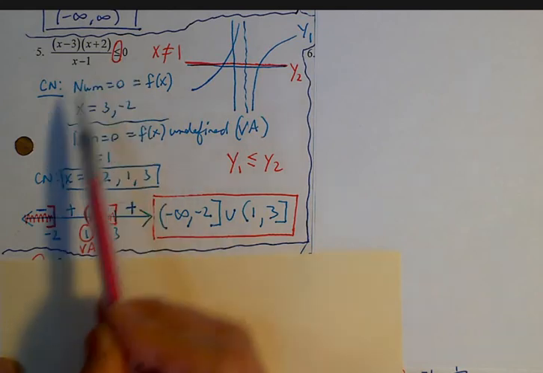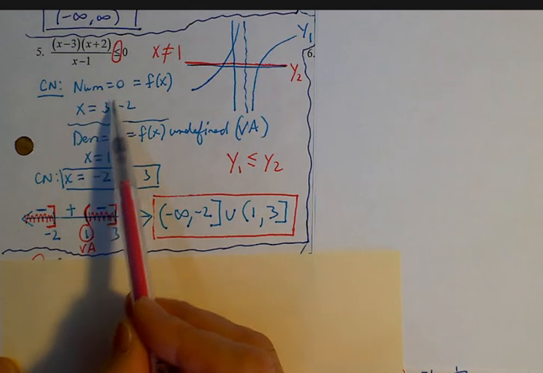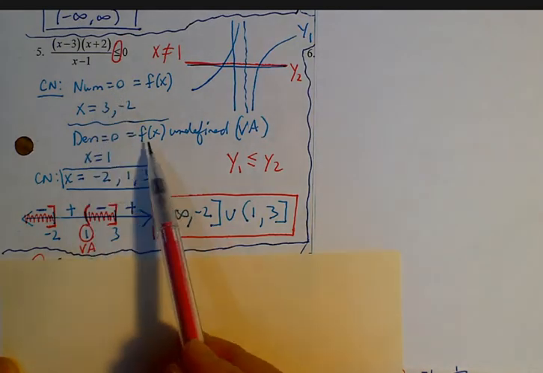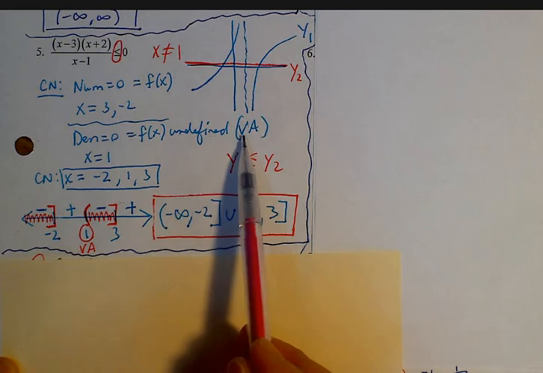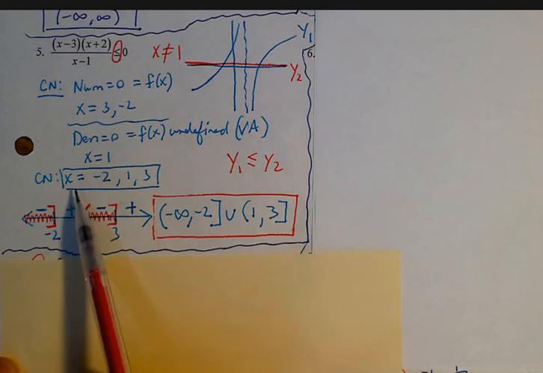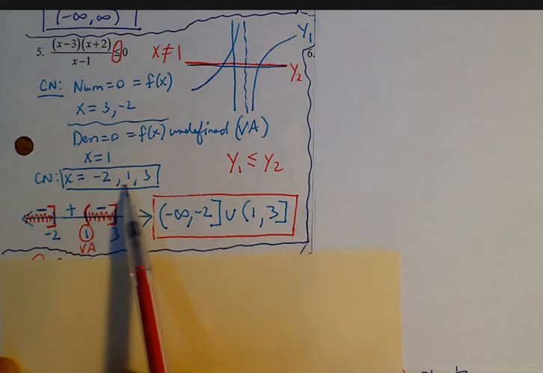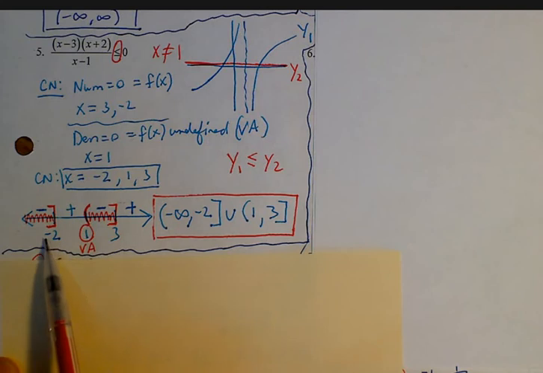So I could just read off my critical numbers of x equaling 3 and negative 2 when the numerator is 0. And then when the denominator is 0, which means that the function is undefined, and we know that these are vertical asymptotes, is when x is equal to 1. So I have a total of 3 critical numbers. So they are x equals negative 2, 1, and 3. So I draw out my number line and I put it in order. So it's negative 2, 1, and 3.